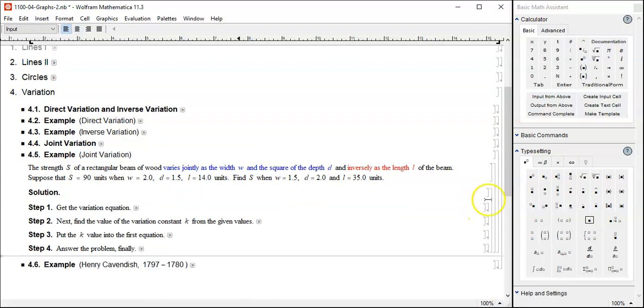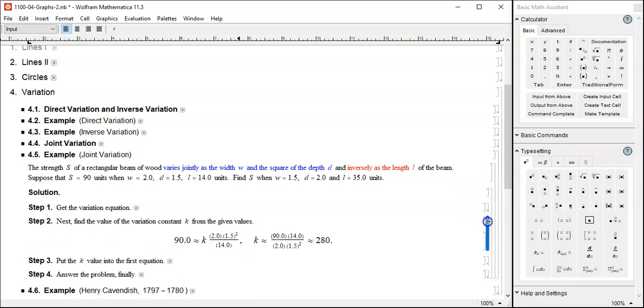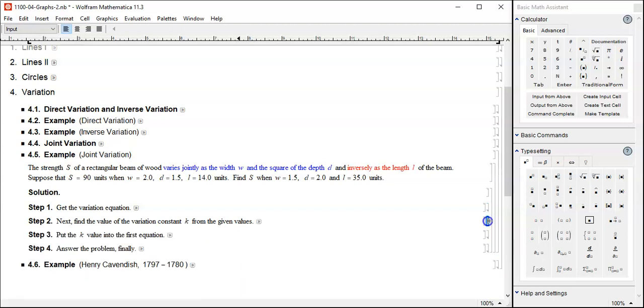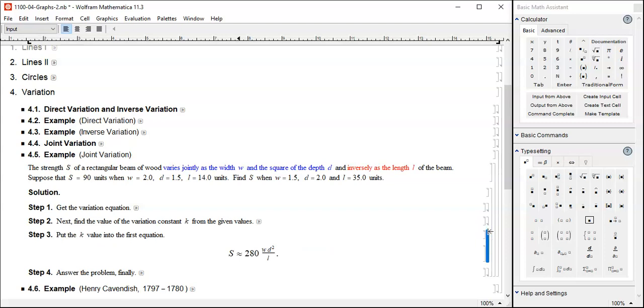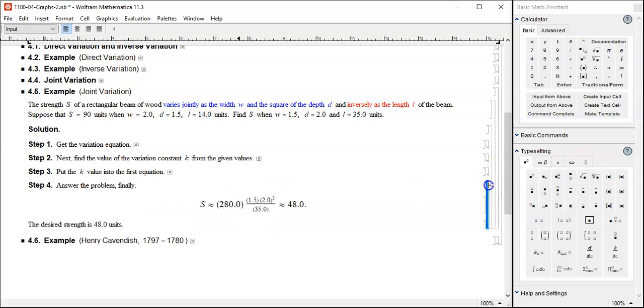Another summary here. Variation equation, step 1. Find the variation constant. Plug in the numbers and solve for k. Put this k value back into the original variation equation, and we have this completed equation. Okay, this is complete, so let's use it. Plug in the final numbers and then run your calculation.